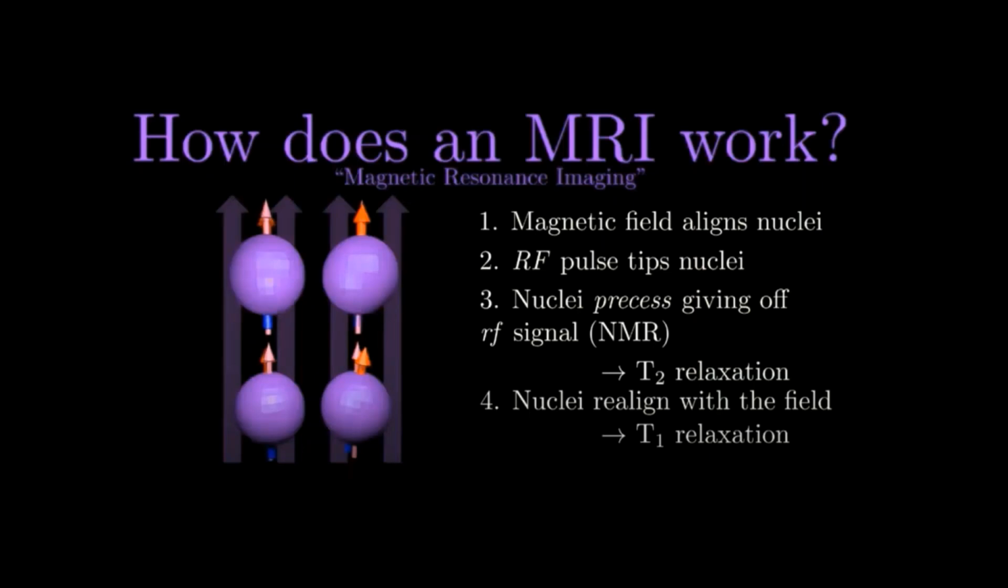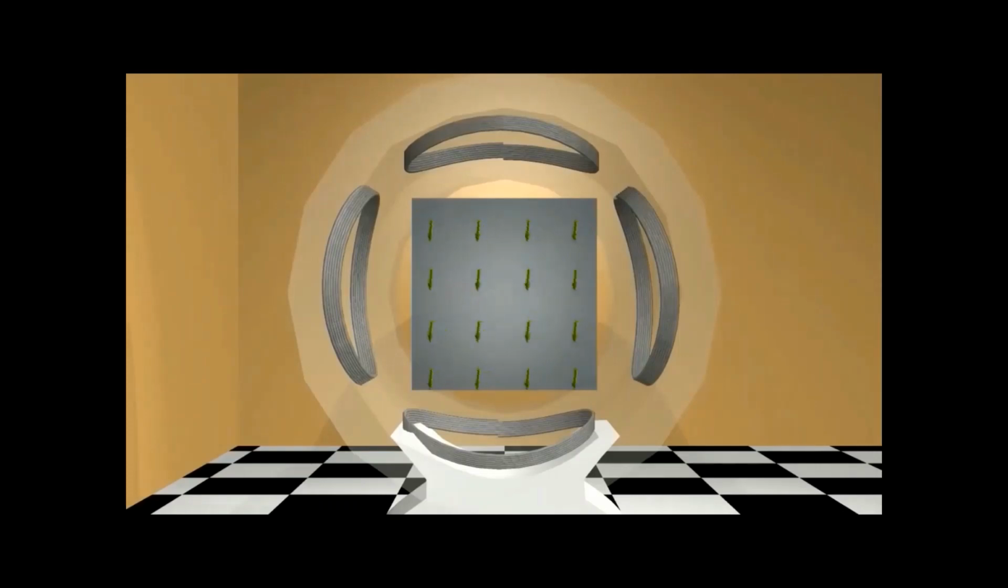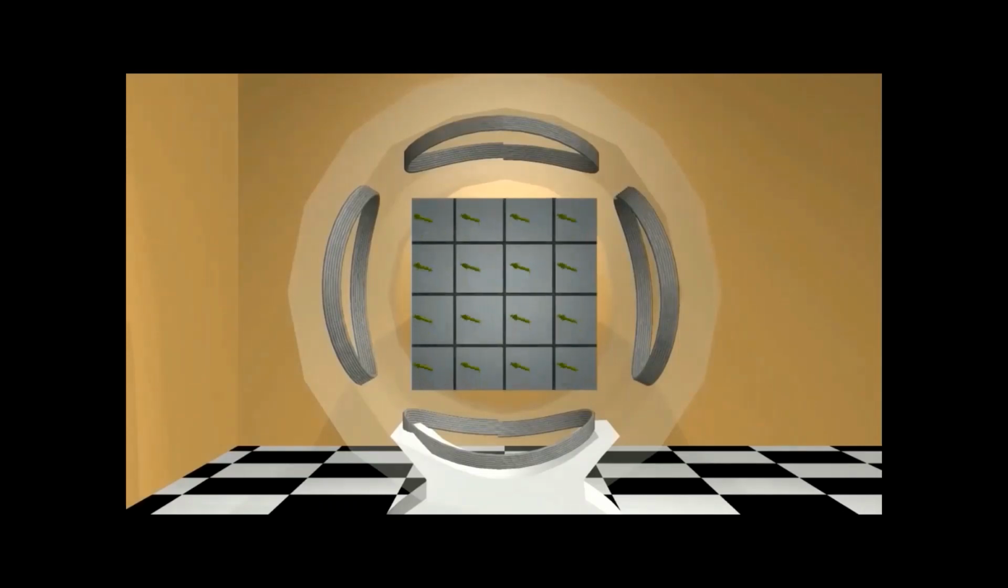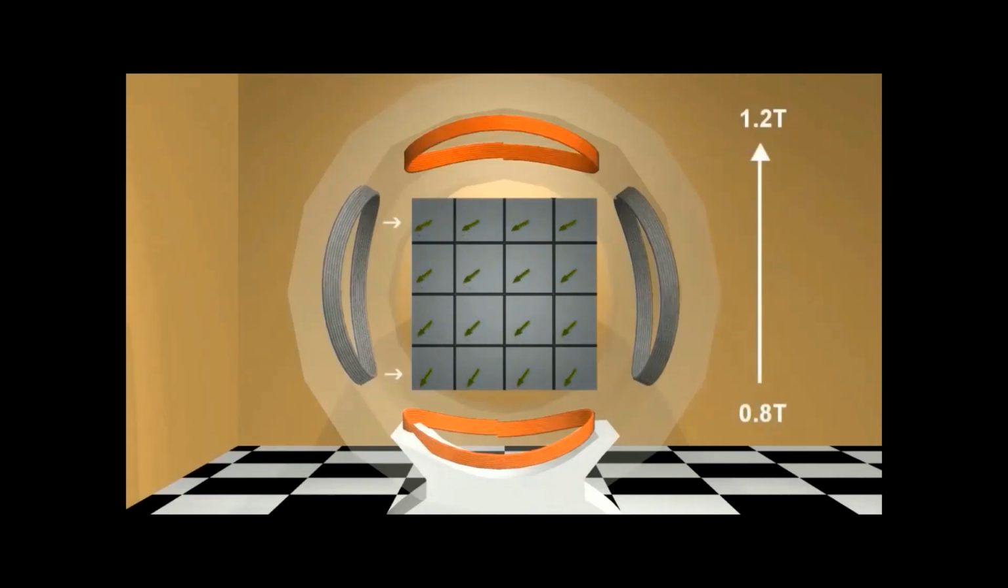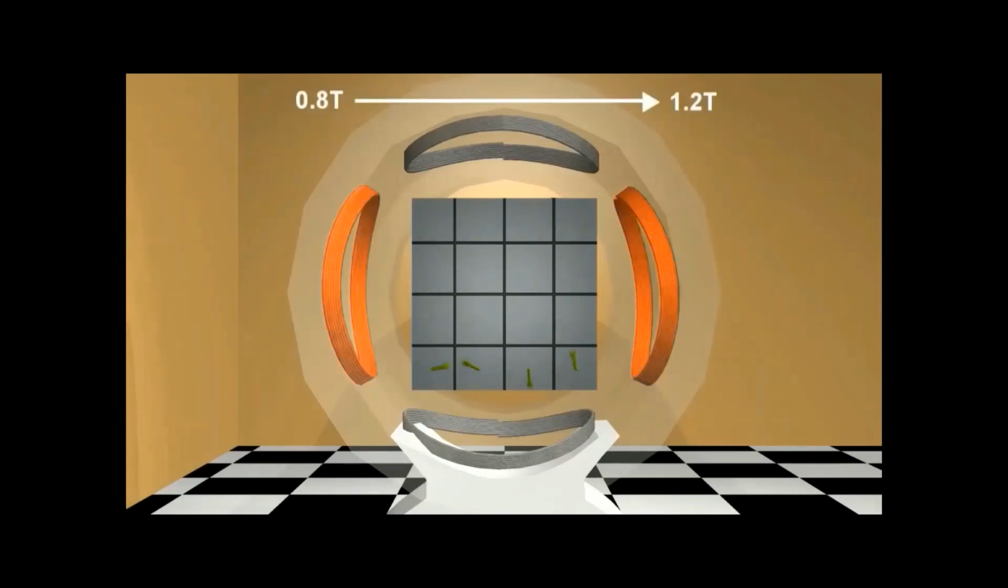What an MRI does is send a radio frequency pulse into the body to knock the nuclei out of alignment with the field, and this is where the NMR phenomenon kicks in, with the nucleus precessing about the magnetic field, giving off its own RF signal, its own radio frequency signal. And in the process, this is what the scanner detects. But it doesn't last forever. After a certain amount of time, the radio frequency signal from the nuclei dies away.